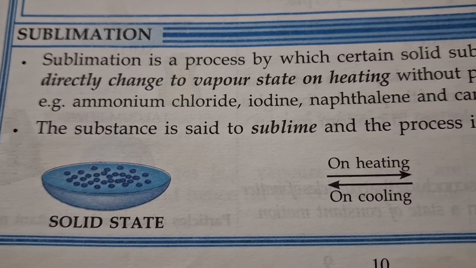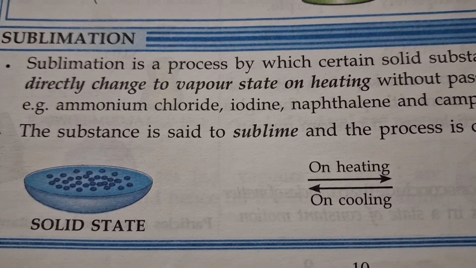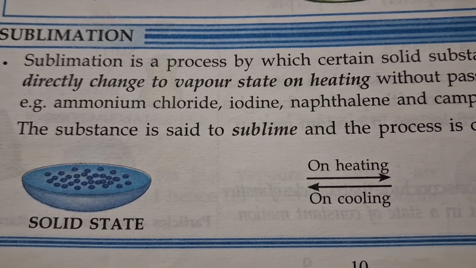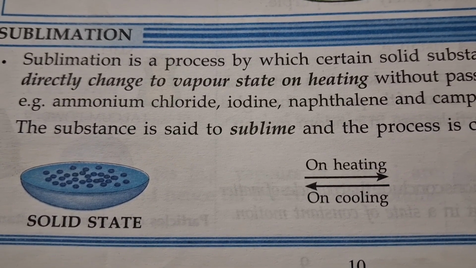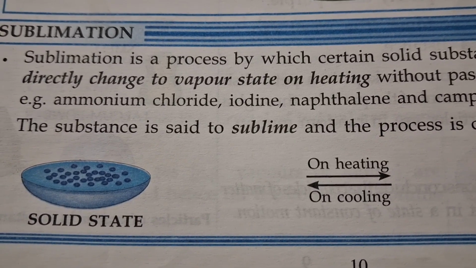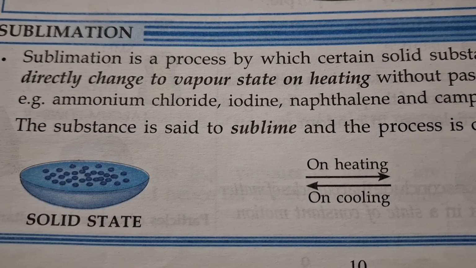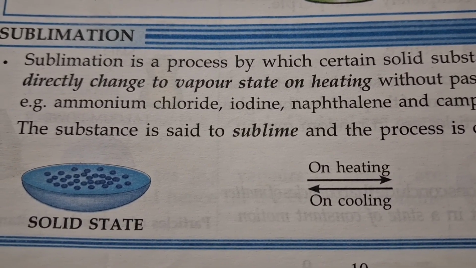Sublimation. Sublimation is a process by which certain solid substances on heating directly change into vapor state without undergoing the liquid phase. Examples: ammonium chloride, iodine, naphthalene. These are some substance examples for sublimation. The substance is said to sublime and the process is known as sublimation.